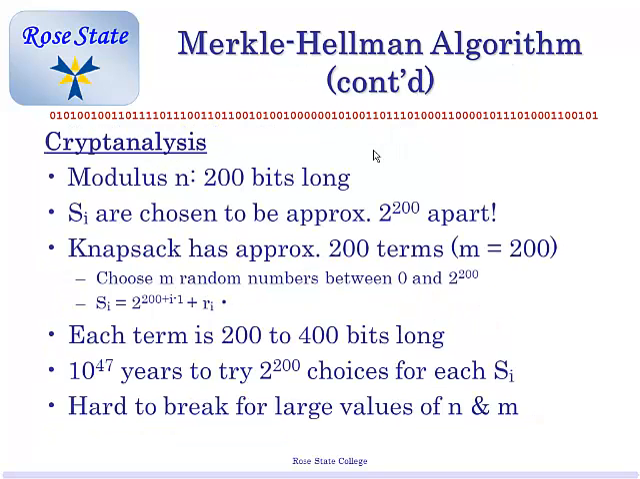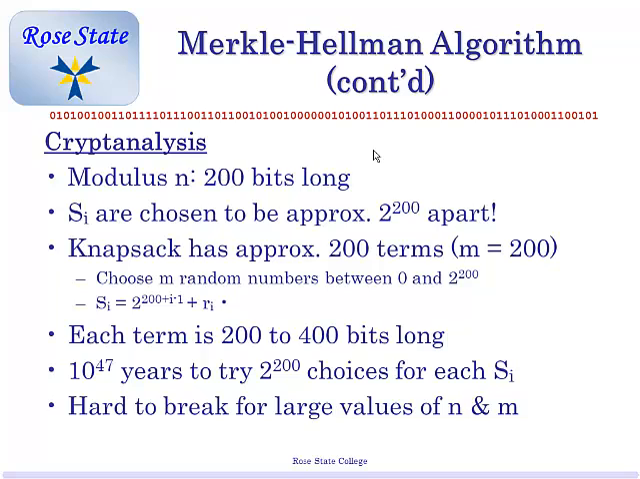All right. So now let's talk about the algorithm in general. N is normally 200 bits long. So that 13 we've been working with? No. In the real world, that would take a computer no time. So really, it's 200 bits long.